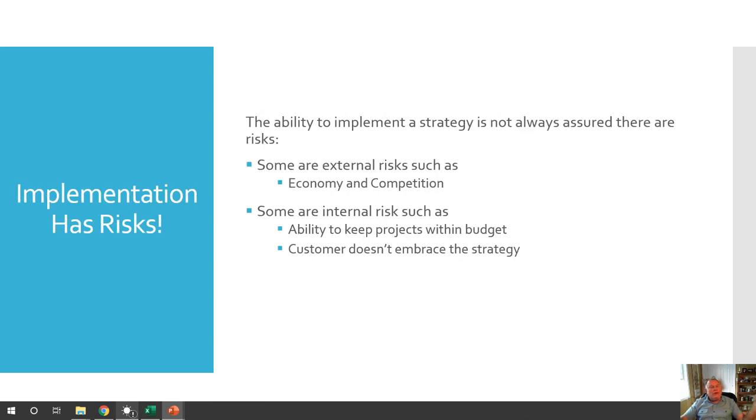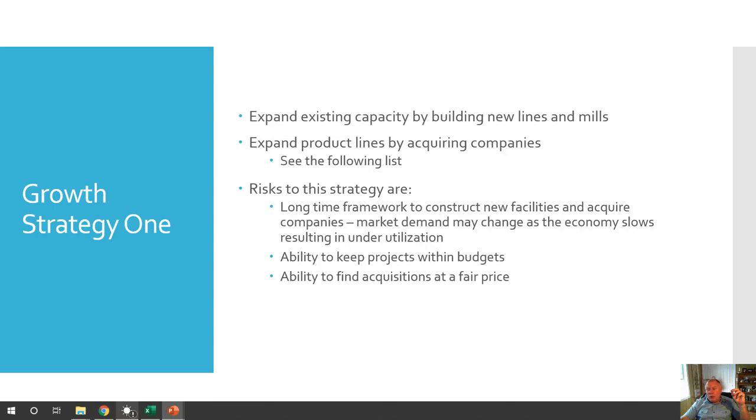Now, when you do this, every strategy has risks. They're not guaranteed. So we want to look at these and say, what are some of the risks? Identify them. External risk, the economy. If the economy slows or goes faster, that'll have an impact. Some are internal risks, such as the ability to keep projects within budget, or the customer doesn't embrace the new strategy or the new product. So we want to identify the risk.